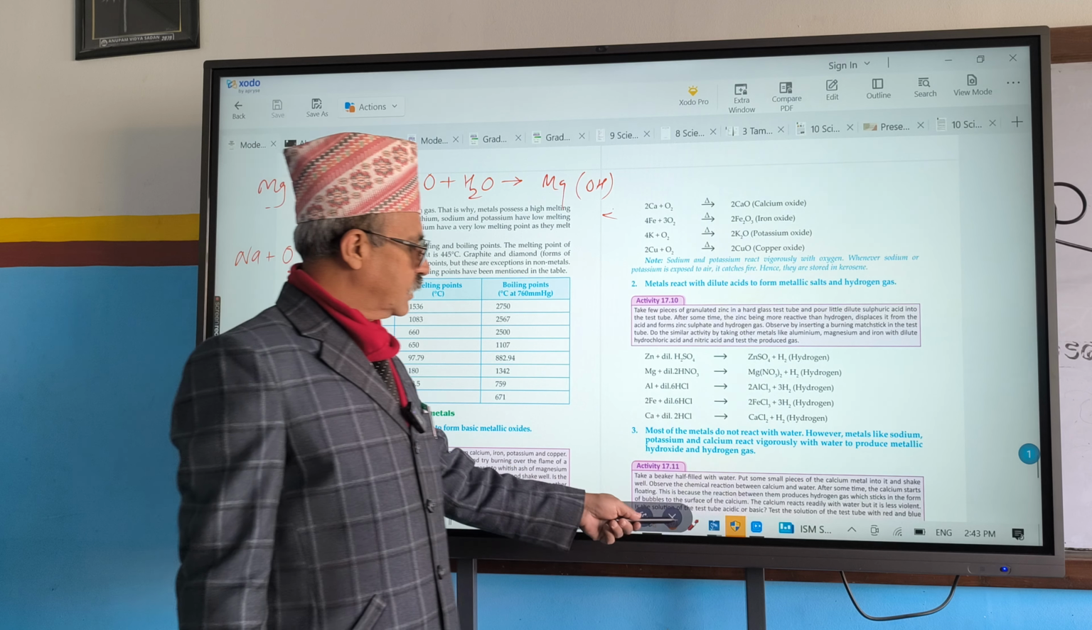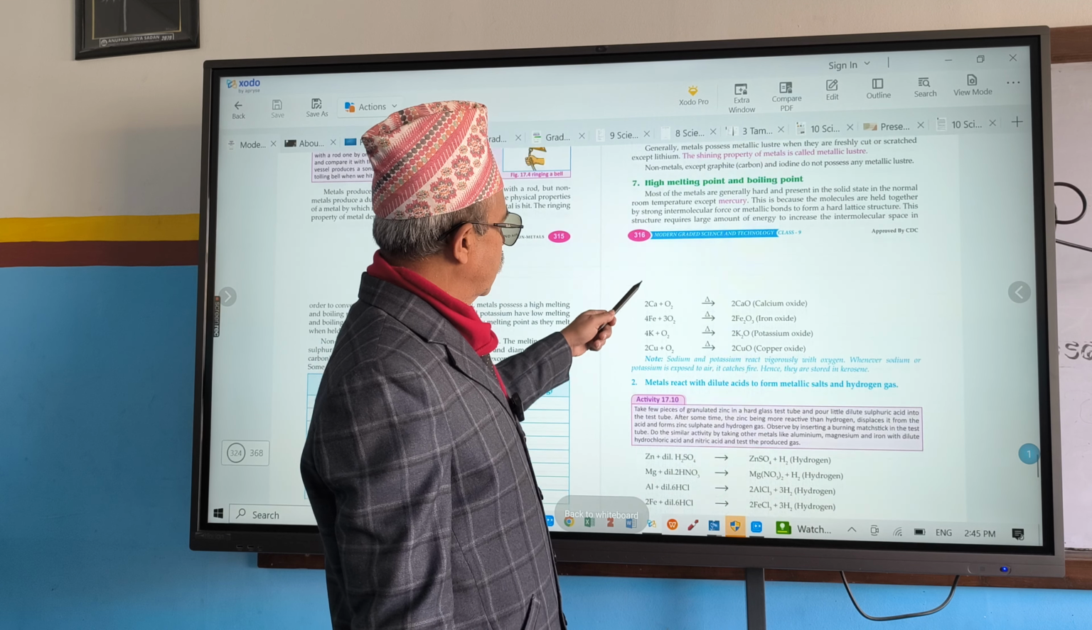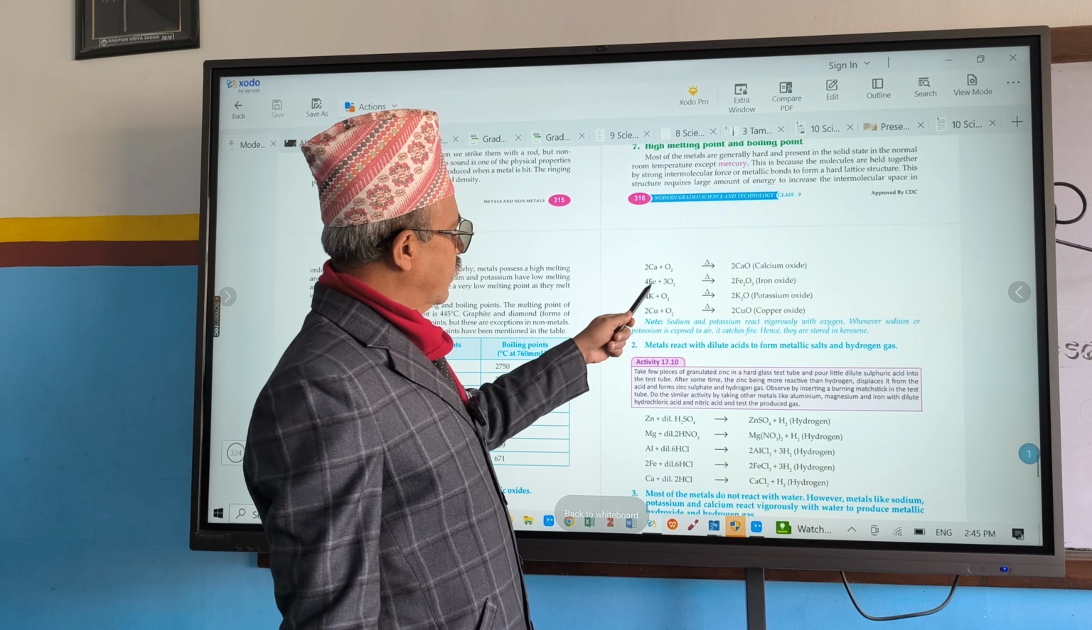How many examples can you give? Like Ca plus O2 gives CaO, Fe plus O2 gives FeO, K plus O2 gives K2O, Cu plus O2 gives CuO. Finish. Point number two. What is point number two here?